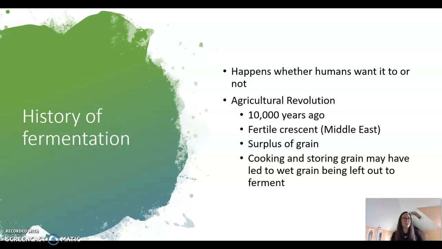However, we know that fermentation can happen with fruits left on the vine. Apples that fall from a tree in an orchard will ferment on the ground themselves. But this is where humans kind of noticed fermentation happening in their own societies and started being curious about it.